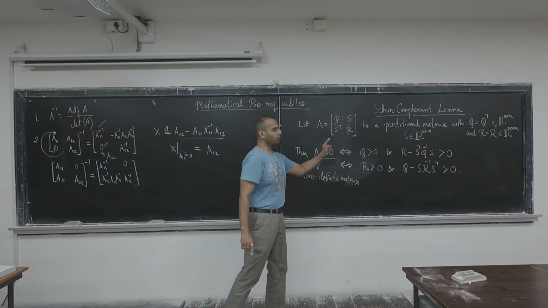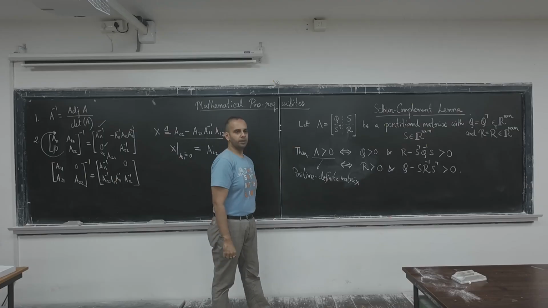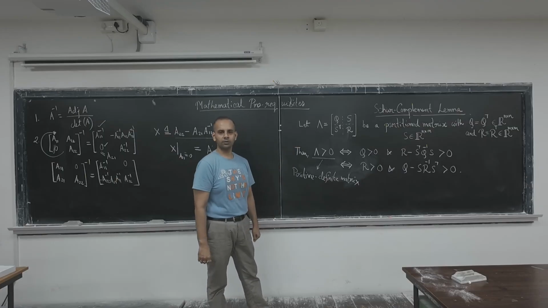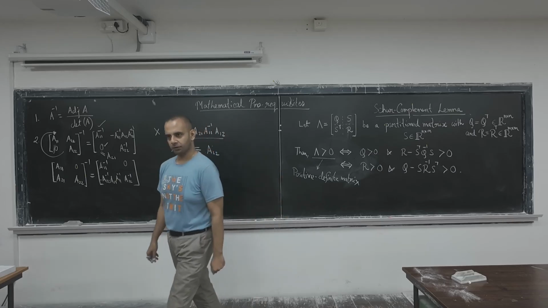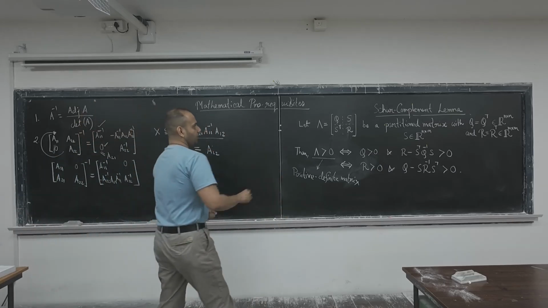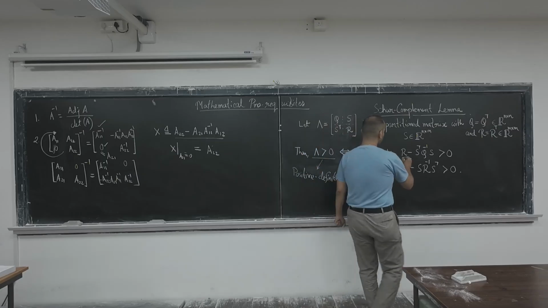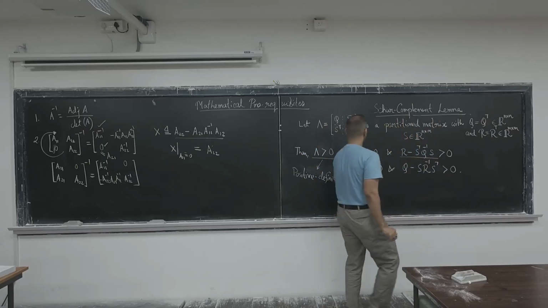One of the very important lemmas is called the Schur complement lemma, which is highly required in robust control or control theory, where we need to simplify many matrix things. Okay, and now you see, this is the Schur complement lemma, and this particular relation.